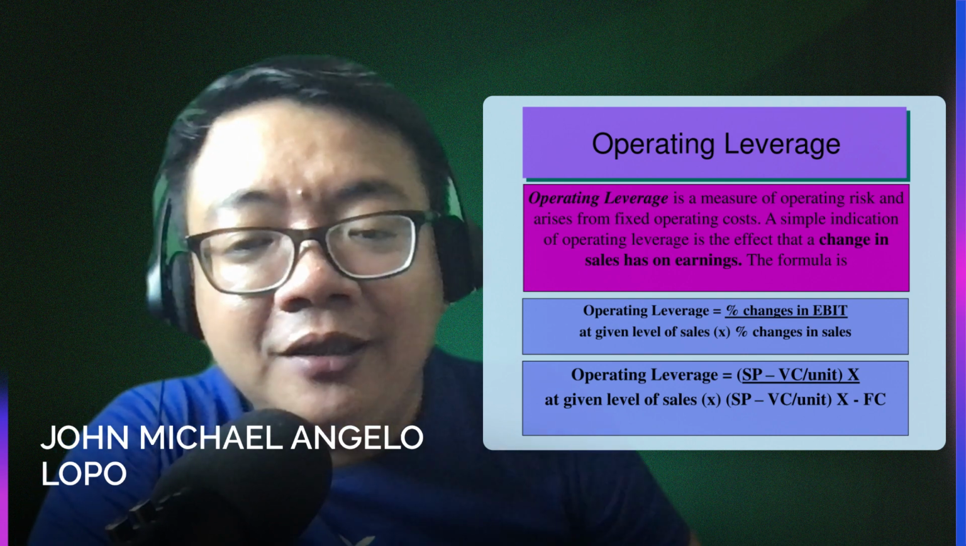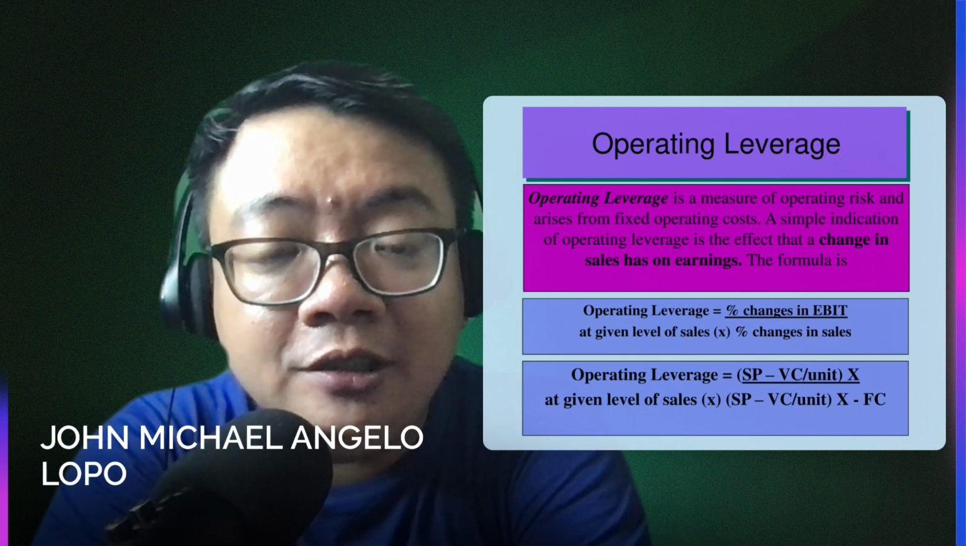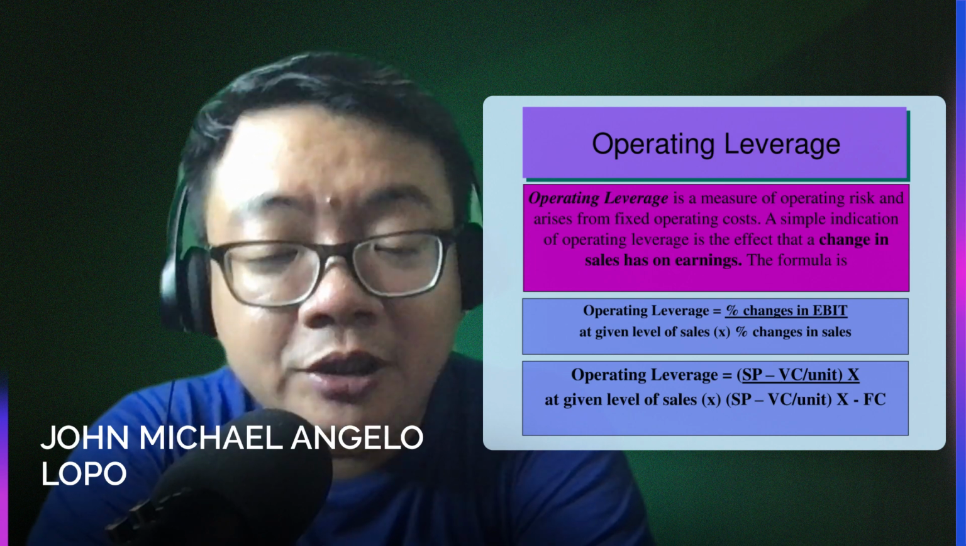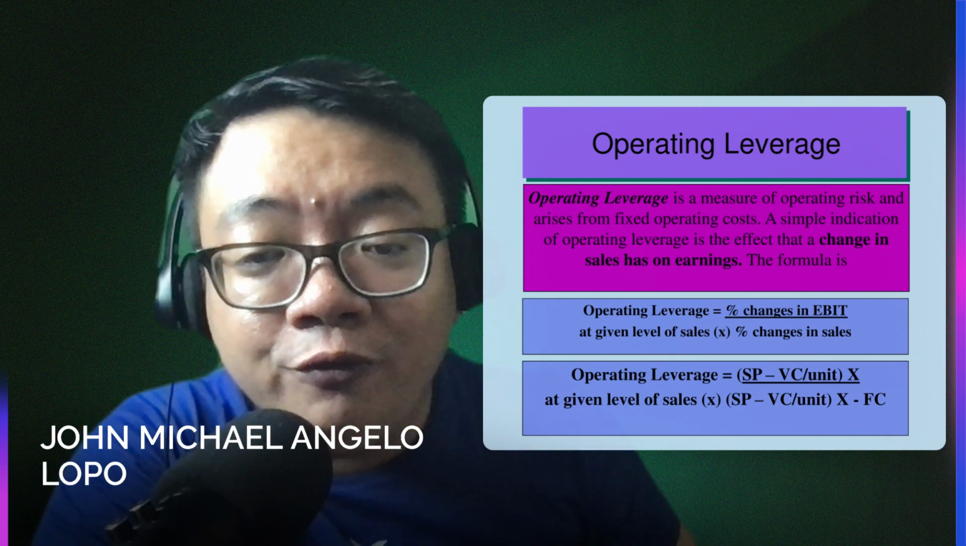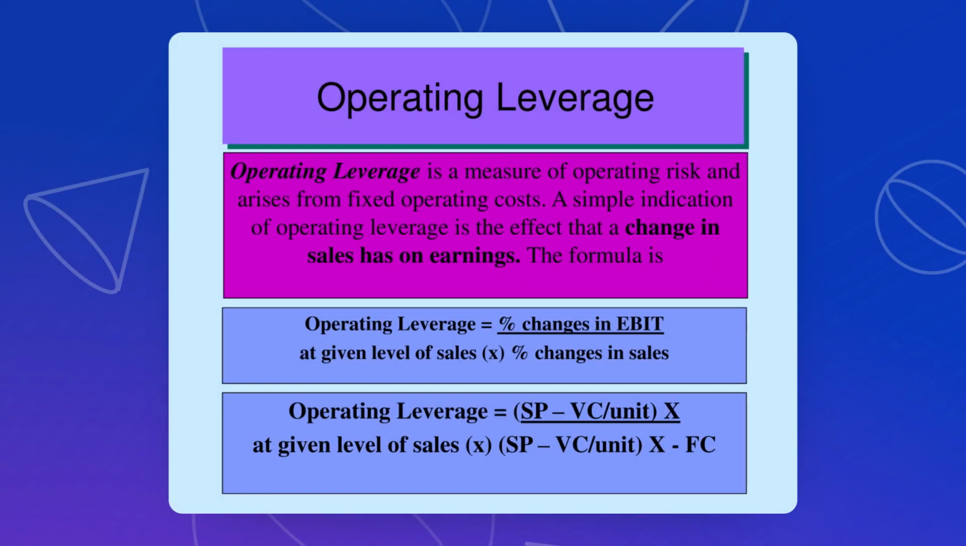We know that for operating leverage, the formula here is contribution margin divided by net income. That's your number 2 formula. If you notice, sales price minus variable cost per unit, multiplied by the volume, is your contribution margin, divided by selling price minus variable cost per unit, multiplied by the volume, minus your fixed cost. That would be your net income.